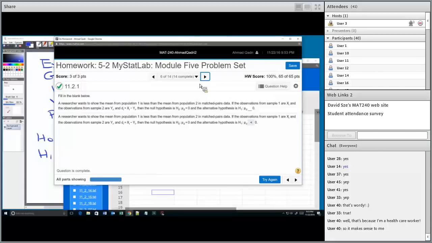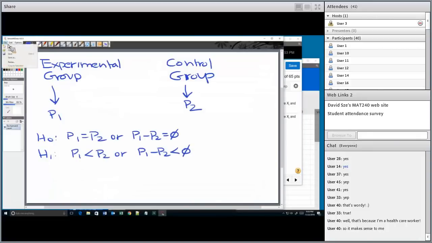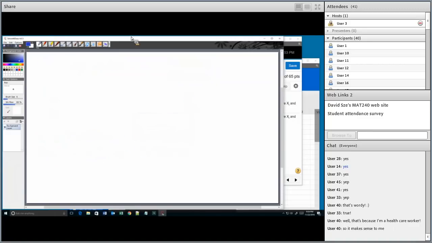So now we're gonna switch gears a little bit, and let's see what we have here. A researcher wants to show the mean from population 1 is less than mean from population 2 in matched pair data. Okay, so we have what we call matched pair data. So what is matched pair data? It's a kind of dependent sample. Okay, but here's what it is.